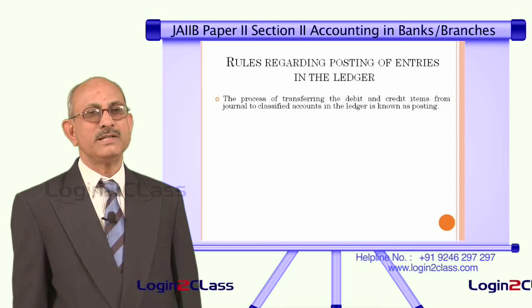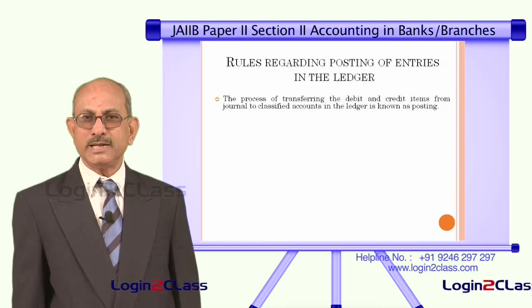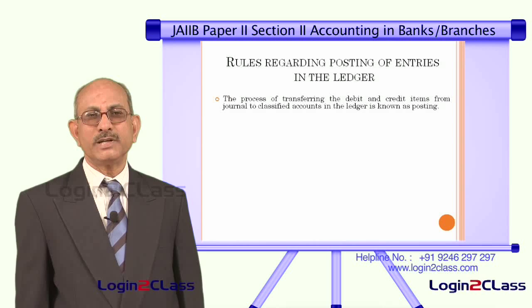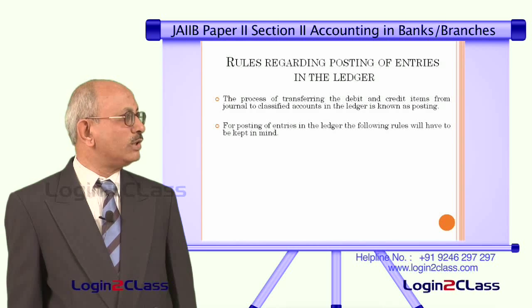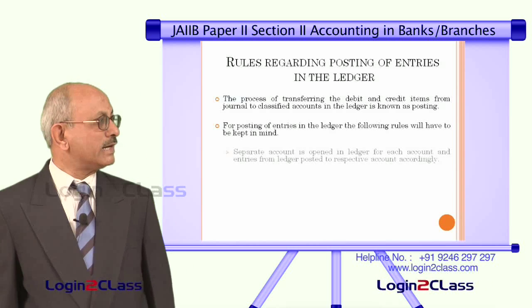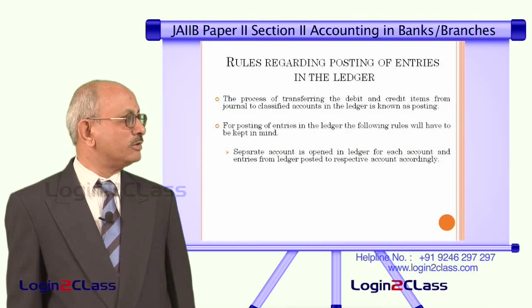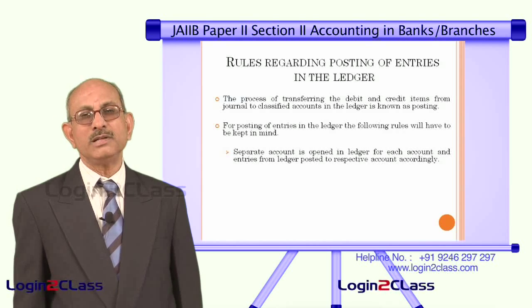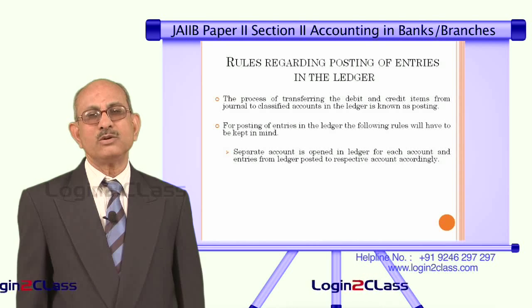So what posting means is merely transferring all entries which are appearing in the journal to the respective accounts. For posting of entries in the ledger, the following rules will have to be kept in mind. So what are these rules? 1. A separate account is opened in the ledger for each account, and entries from the journal are posted to the respective account accordingly. That means you have to start opening accounts depending on how many accounts you have.